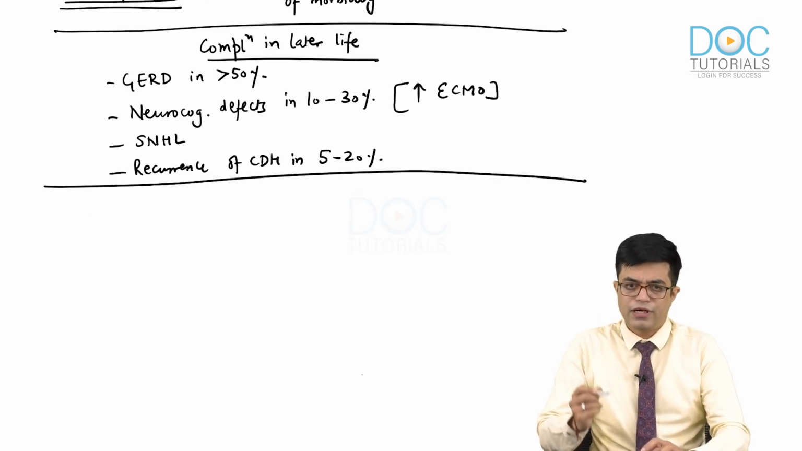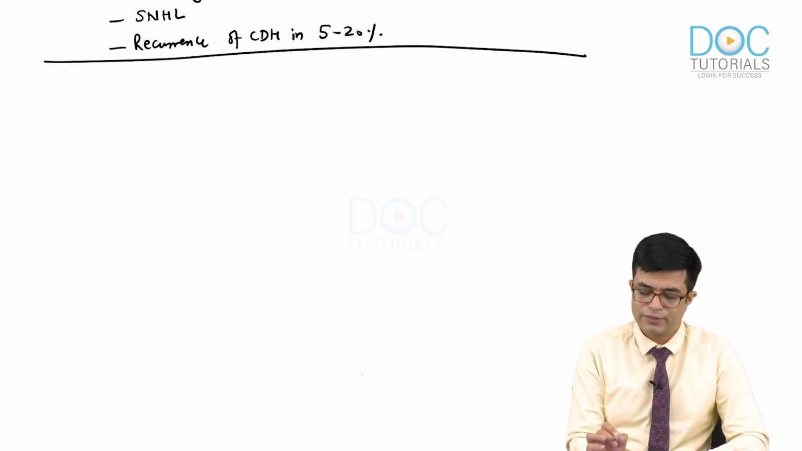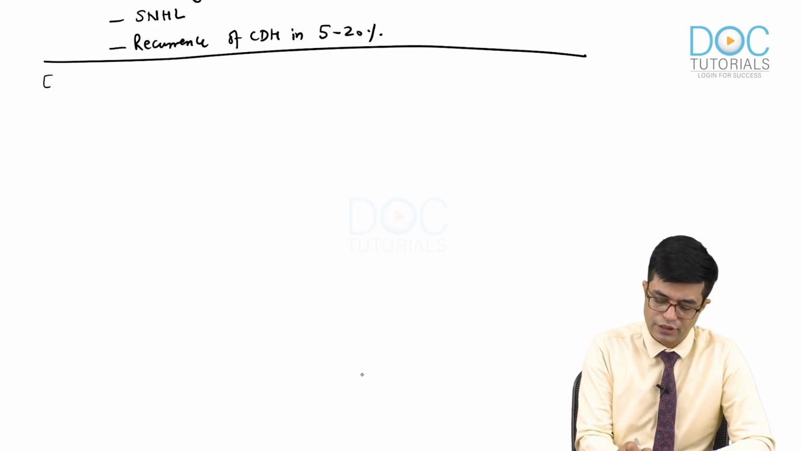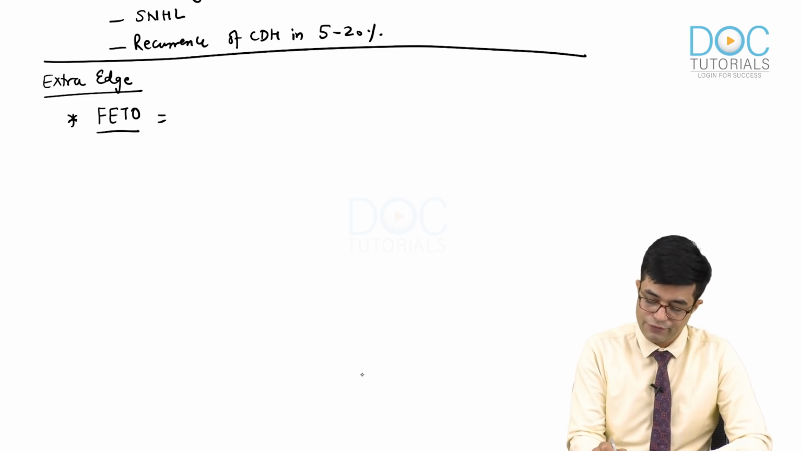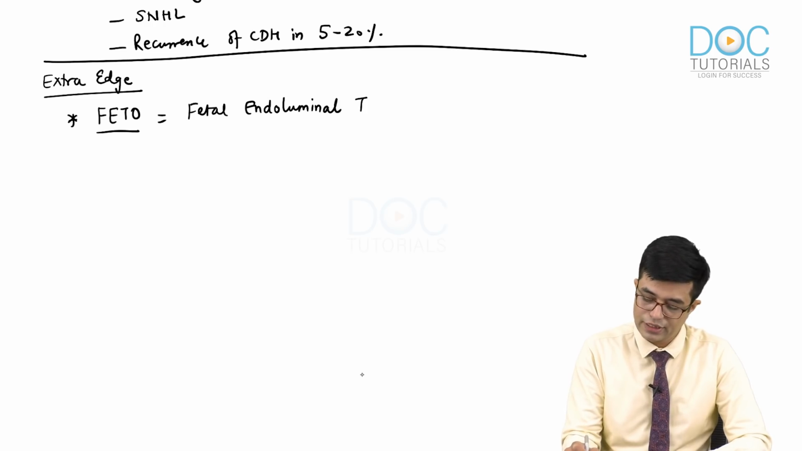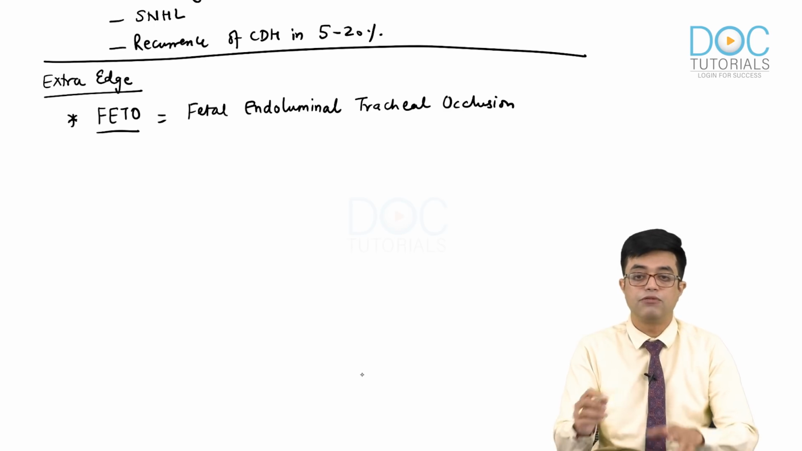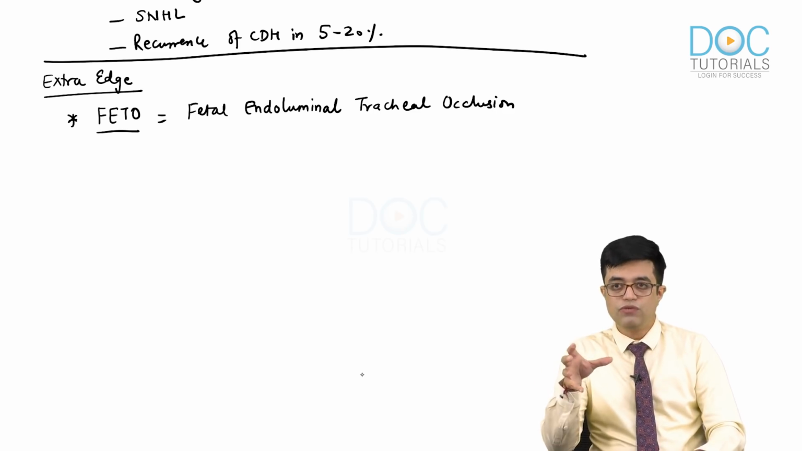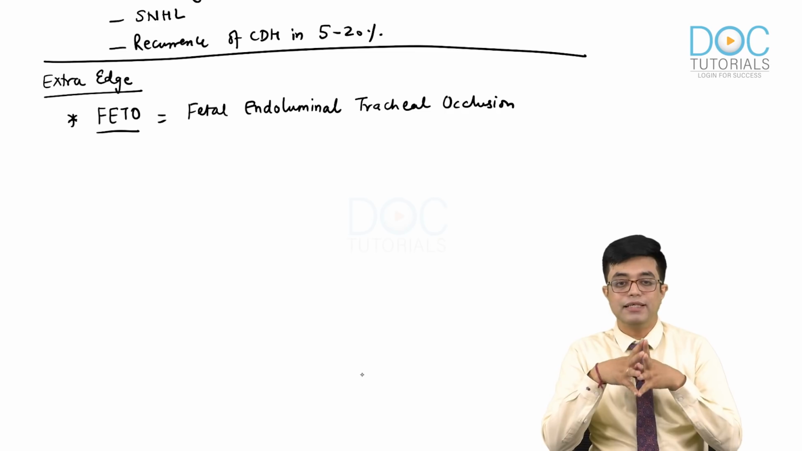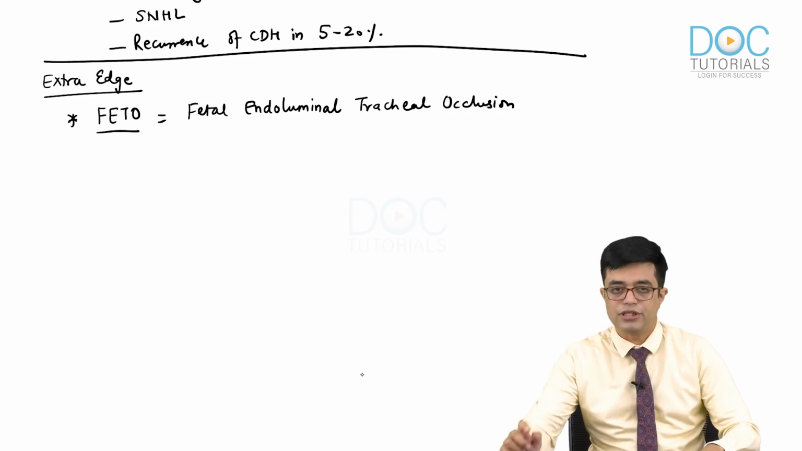Finally, we come to two extra edge things so that the topic is entirely covered, nothing is left in the topic. What are the extra edge things that you need to remember for your exams? First of all, there is a concept called FETO. What is FETO? FETO stands for fetal endoluminal tracheal occlusion. It is a type of fetal surgery which is performed, which helps in lung expansion, and it improves the overall outcome in a patient with CDH. What we exactly do in this condition? Let us try to have a look.